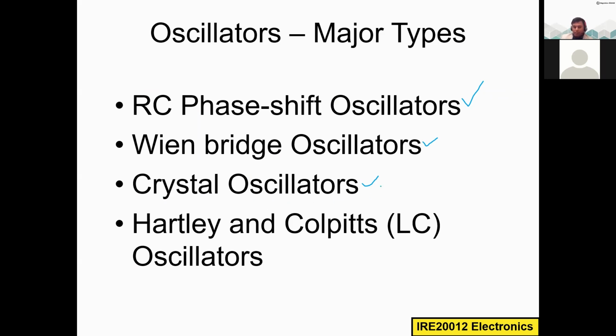So this crystal oscillator is not an RC based oscillator. This is also RC, this is also RC. The crystal oscillator is an LC oscillator. LC means what? Inductor and capacitor combinations we are using in the feedback stage. And the Hartley and Colpitts oscillator is also LC type, so it's using inductor and capacitor in the feedback path.